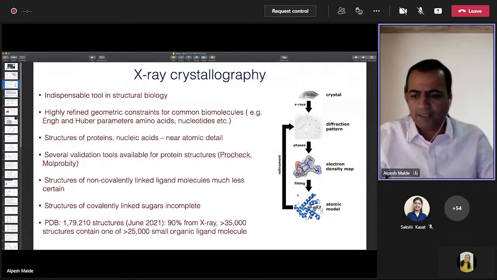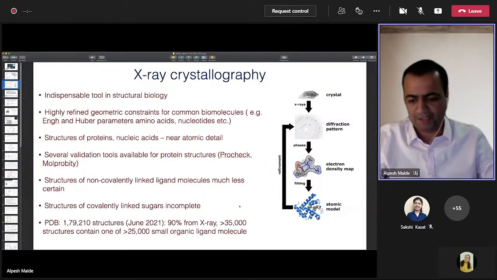And when we look at the Protein Data Bank, which contains most of the structures deposited in the public domain, as of this month we have close to 180,000 structures. Out of them, 90% come from X-ray crystallography, and out of them 35,000 structures contain at least one of these 25,000 small organic molecules which are of interest in drug design.